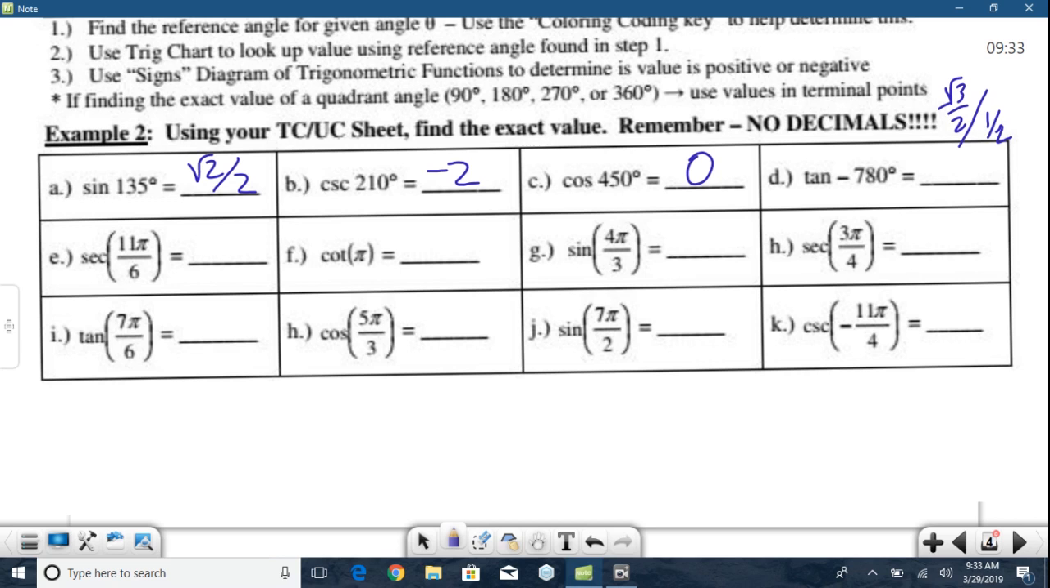No, you cannot. So this is y over x, right? Negative radical 3 over 2 over 1/2. What's 1/2 of 2? 1, so it kind of just cancels that out. Negative radical 3.